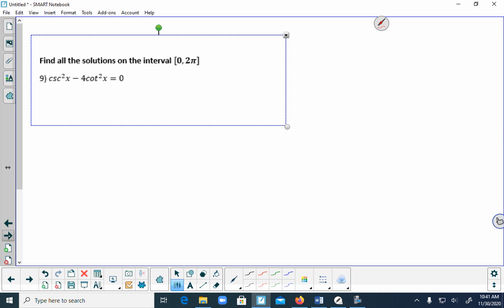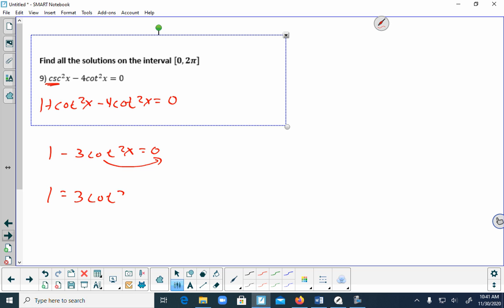Again, I have two different trig identities. I am going to go back and use the Pythagorean identity, which tells me that this cosecant squared x is equal to 1 plus cotangent squared x, minus 4 cotangent squared x is equal to 0. So I'm going to have 1 minus 3 cotangent squared x is equal to 0. It'd just be easier to take this over to the other side. So I'm going to have 1 is equal to 3 cotangent squared x. So cotangent squared x is equal to 1 over 3.